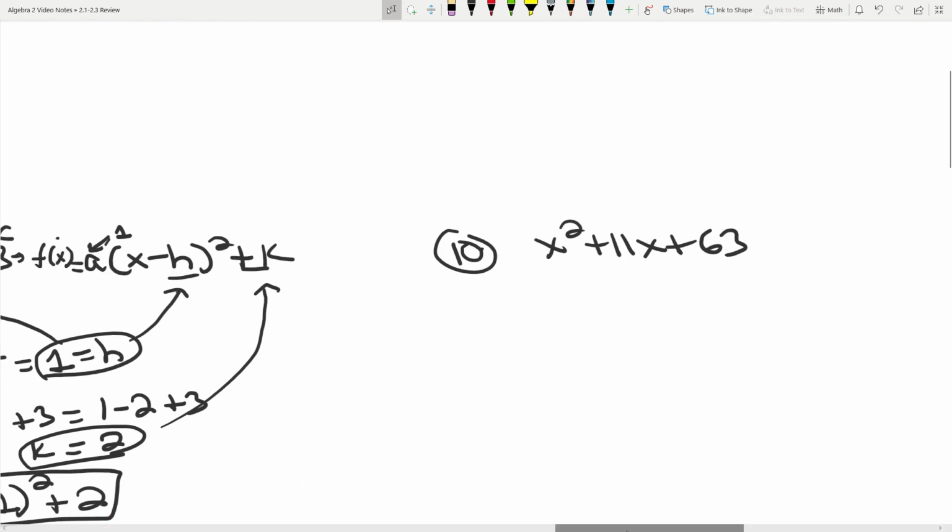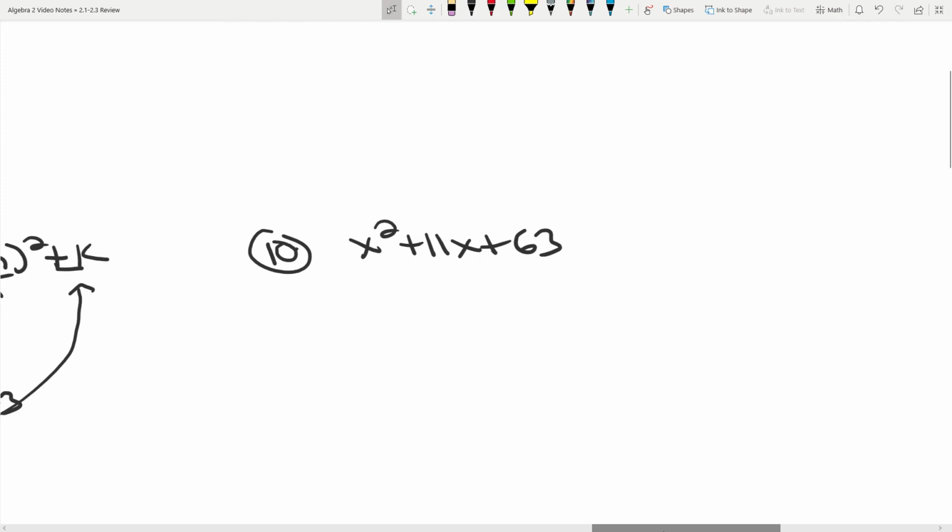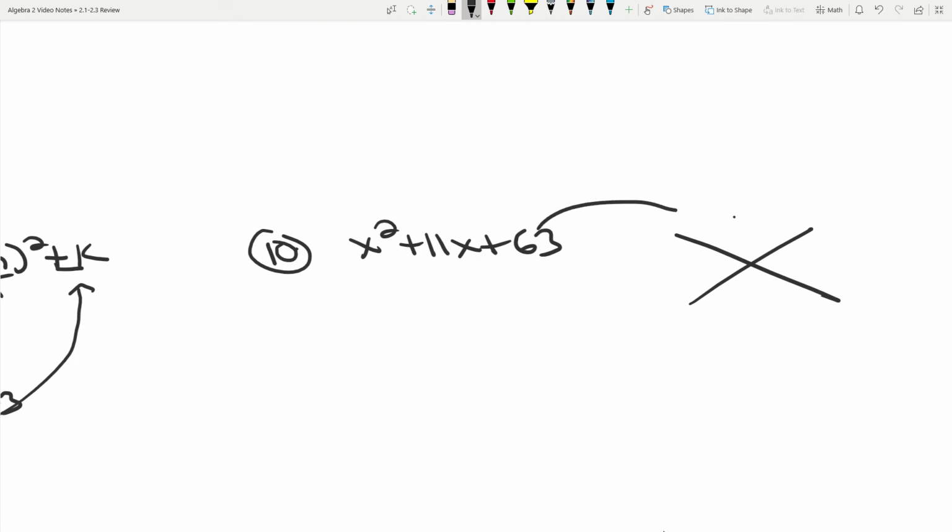All right, this is not an AC method, right? So this one you're just doing the regular way, like this, a table. So 63 goes on top, and 11 goes on the bottom. And two numbers that multiply to 63 but add up to 11.